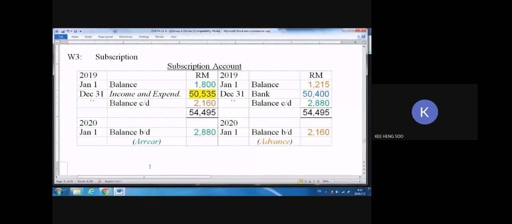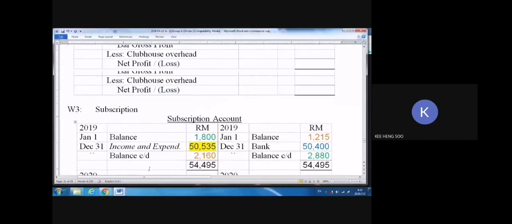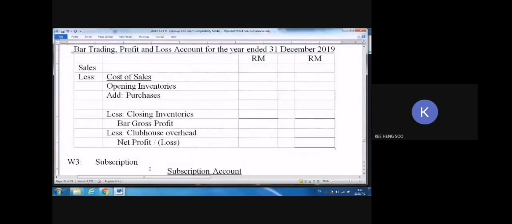Okay. Now, I have worked out these two already. Now I want to go back to here. So this is your bar trading profit and loss account. In this bar trading profit and loss account, how do you get the sales figures? It is given in the question as bar takings. Sales means bar takings. I mentioned that before. Bar takings will be 40,770. Sorry, it's not here. It should be the last column.